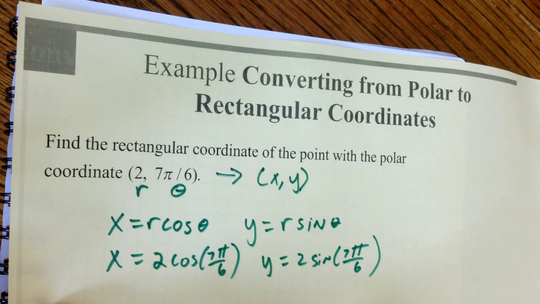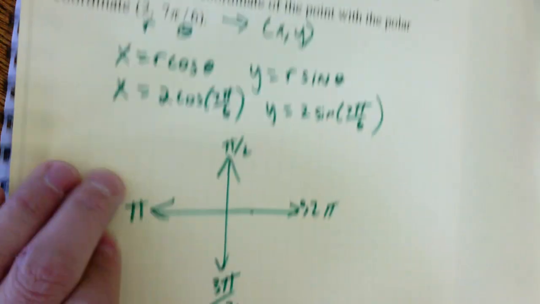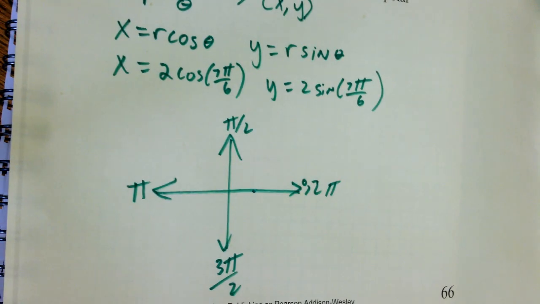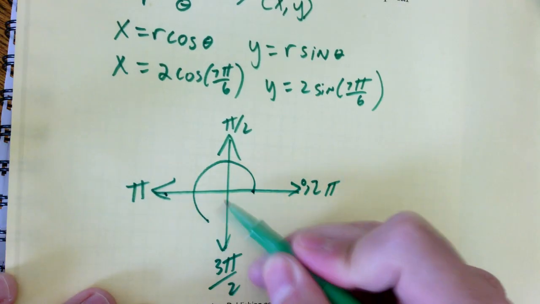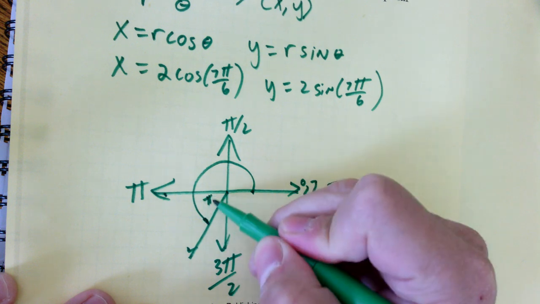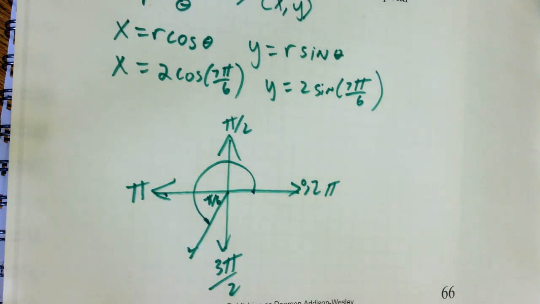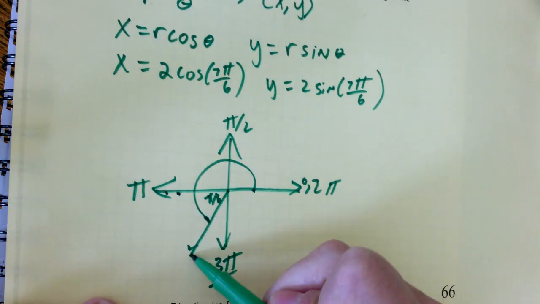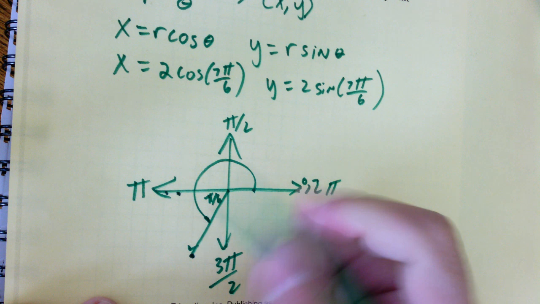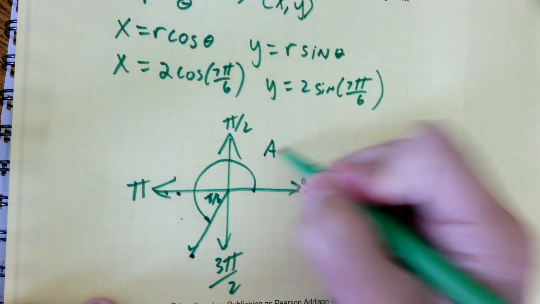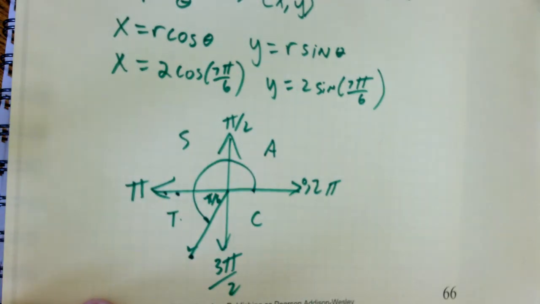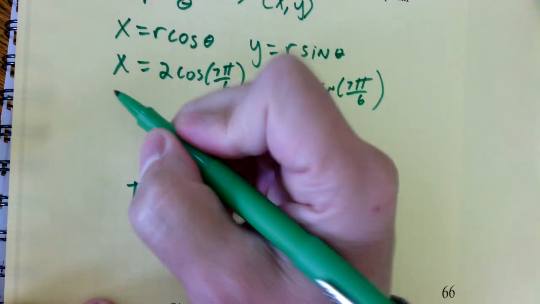7 pi over 6, this is pi. Zero and 2 pi is right there. So 7 pi over 6 would be 6 pi over 6, so it's another pi over 6, which is 30 degrees as well. So you should know that the x value is negative there, and so is the y. Cosine and sine are both negative, if you remember All Students Take Calculus, or you just look at the coordinates and it's negative and negative.